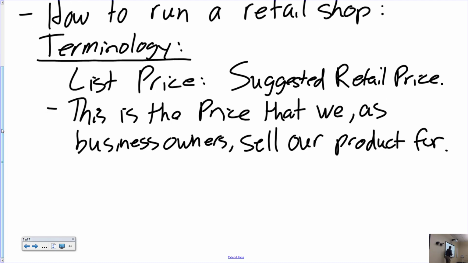Now, this is what we're going to sell it for, folks. How much are we going to pay for this? Are we going to pay the list price? No, because if you pay the same price for something that you sell it for, how much profit have you made? None. And how long will your business stay open if your profit is always zero? Not long. Okay, so what we need is another price that represents what you actually pay for it.